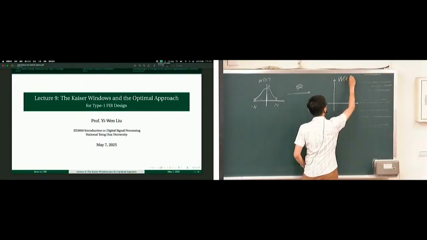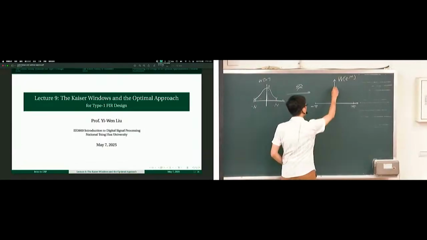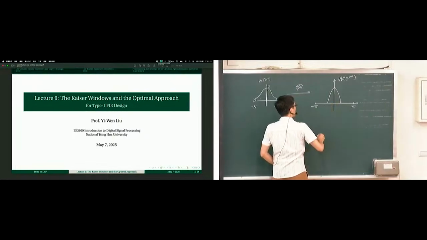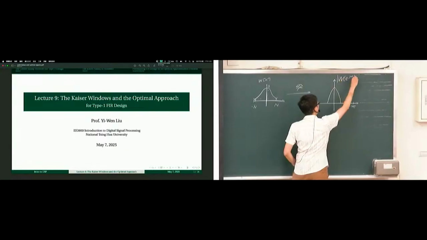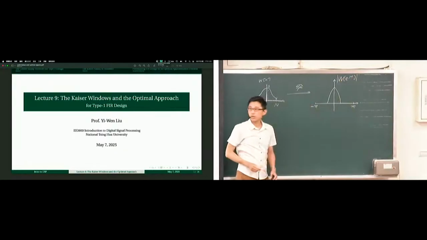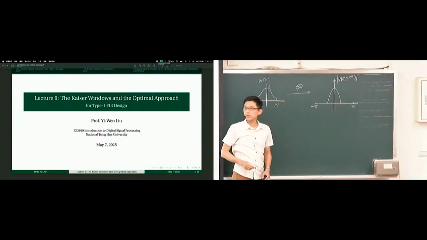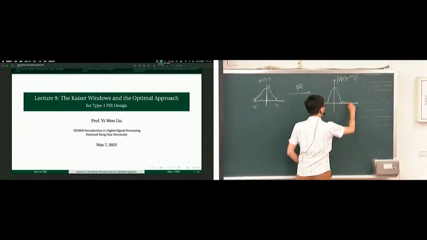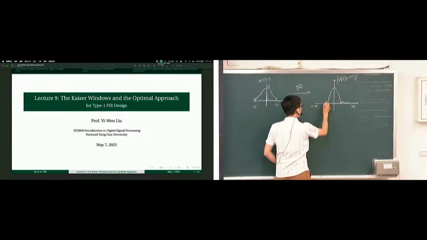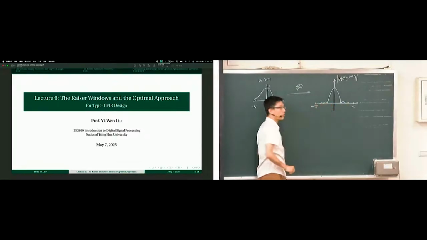So it will have a main lobe. Let's say just to illustrate that there's a main lobe. Let me actually put an absolute value around W, okay? So there's going to be the main lobe, followed by a few side lobes. Most of the time, the side lobes get smaller and smaller when you go away from the center frequency.